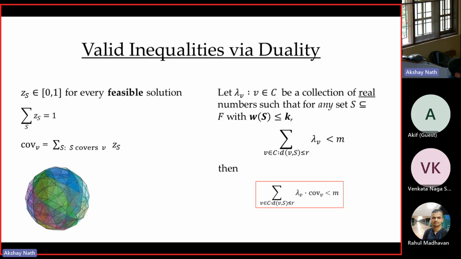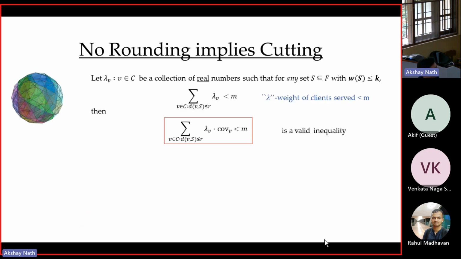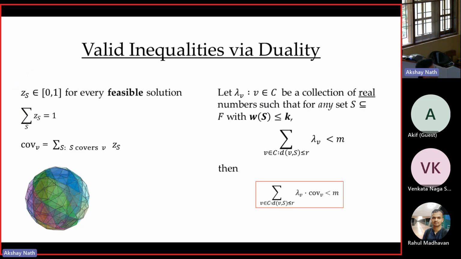But this is a hard thing. It's an infinite set. It's a syntactic thing right now. How does it connect to the rounding algorithm? Why is this a strict inequality? It's just for convenience. It will be non-strict with m minus epsilon.